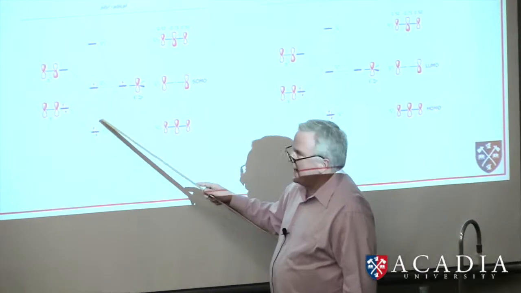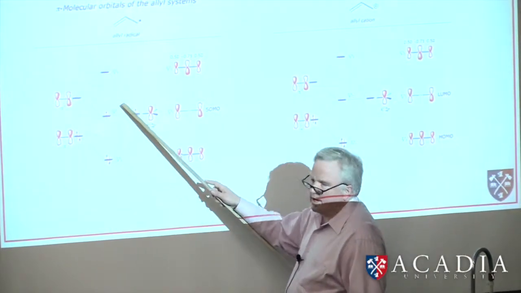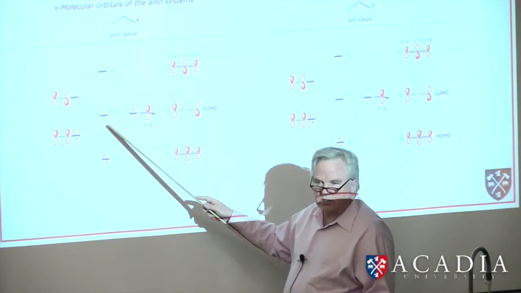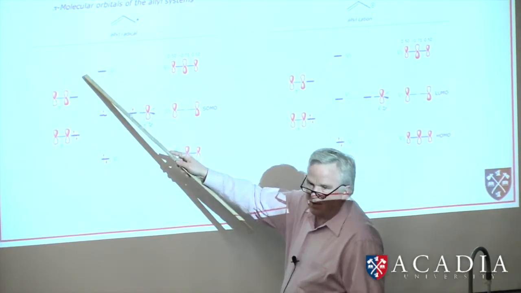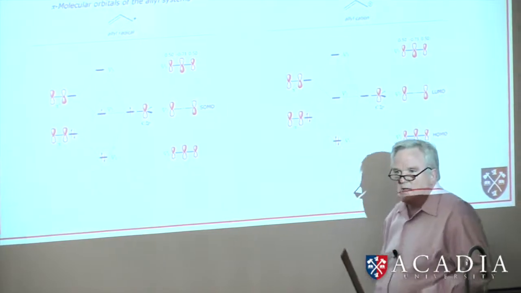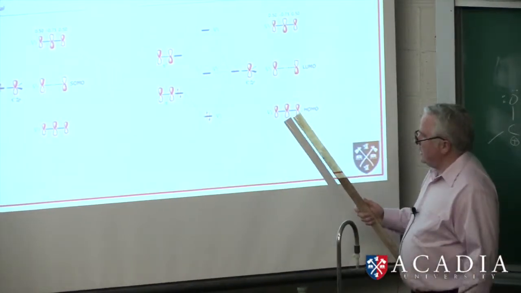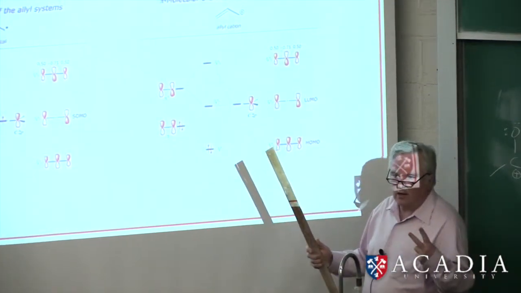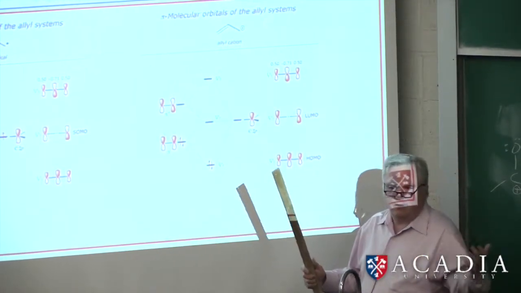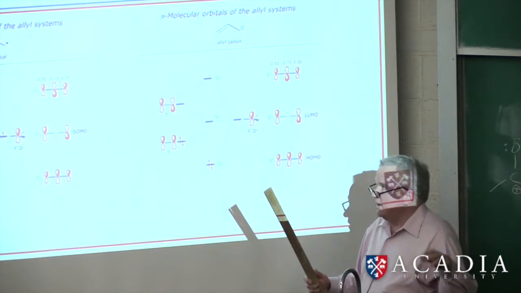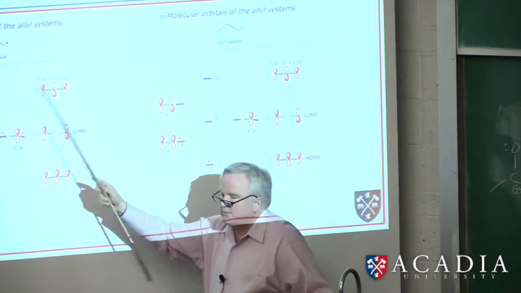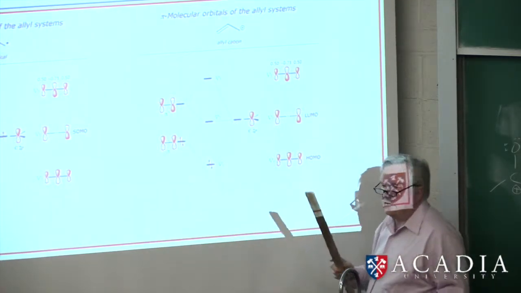This is an allyl radical. This is now the highest occupied molecular orbital, and it's also a singly occupied molecular orbital. This is the lowest unoccupied molecular orbital. In the allyl cation, we only have 2 electrons because we have 3 carbon atoms and we have a positive charge, so that means we've lost an electron. So to go from the allyl radical, we just remove an electron, and we're at the allyl cation.